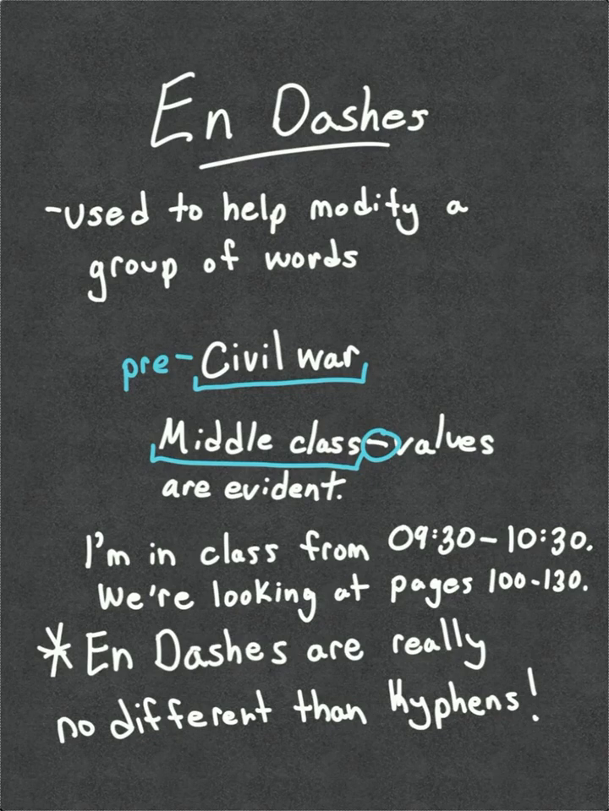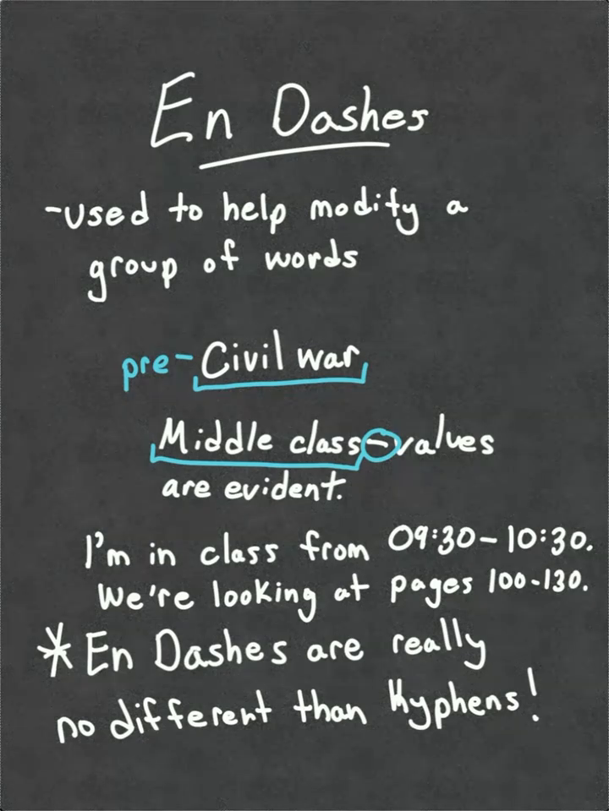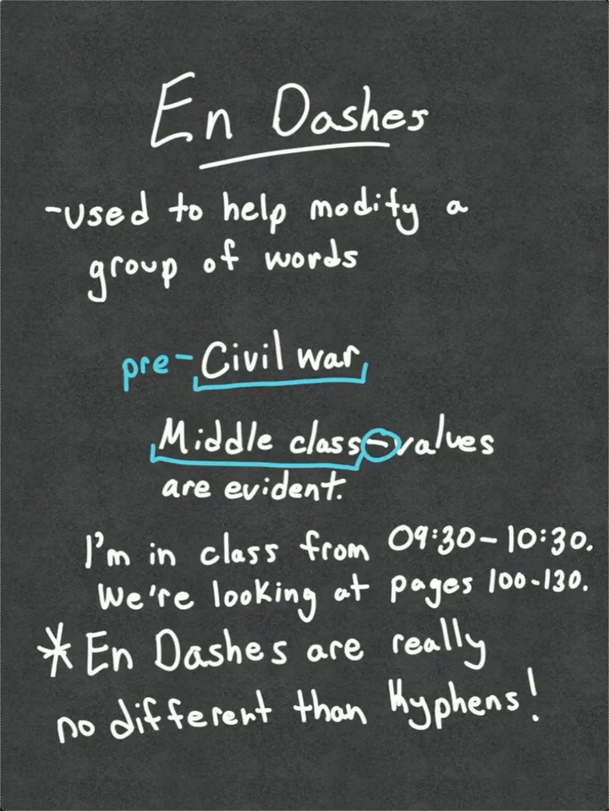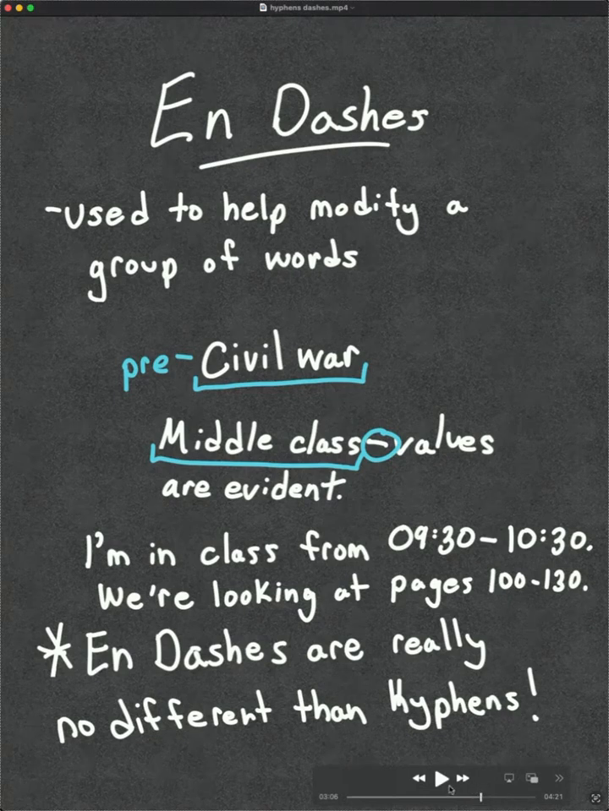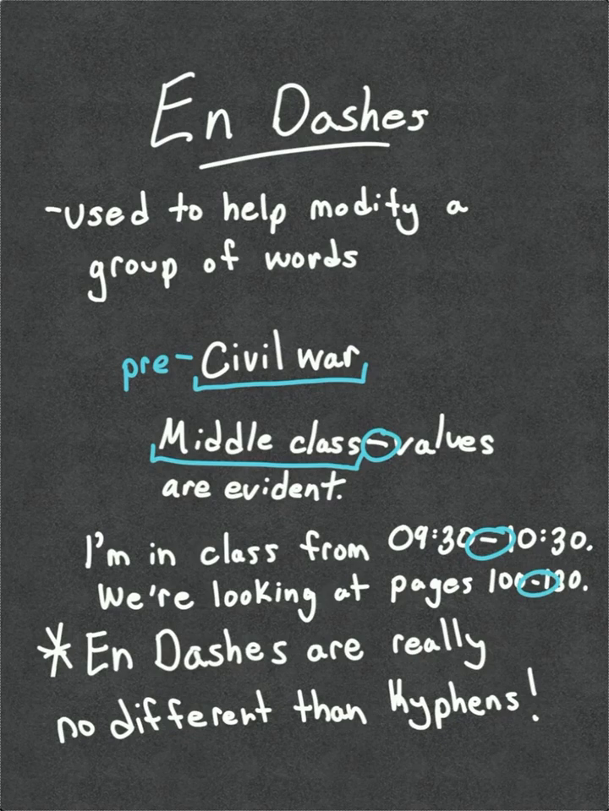More likely, you're going to be using the en dash for a range in time or a range in numbers such as pages in a book. For example, to read these sentences out loud, I'm in class from 9:30 to 10:30. We're looking at pages 100 to 130. However, in writing, you don't actually write down "to". You use the en dash as written here. So again, they're really no different than hyphens.